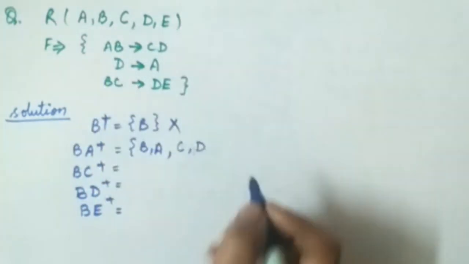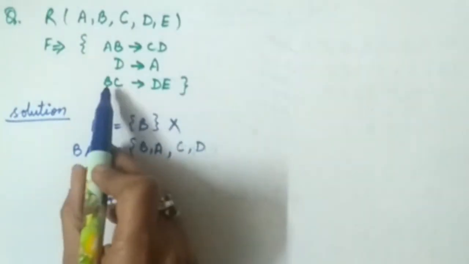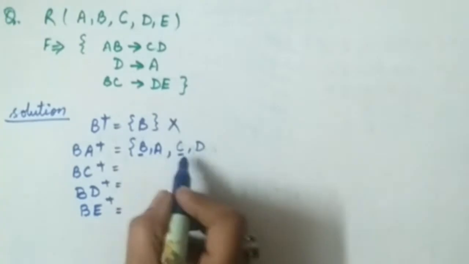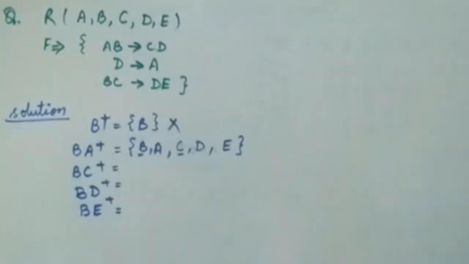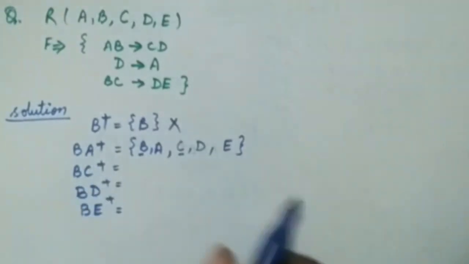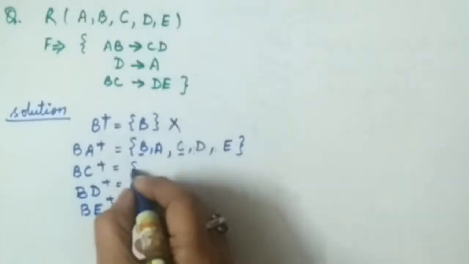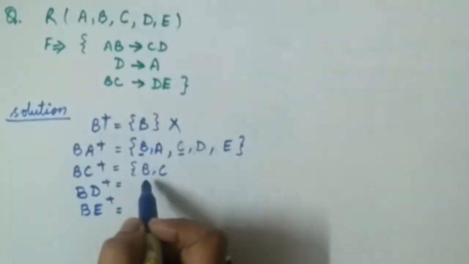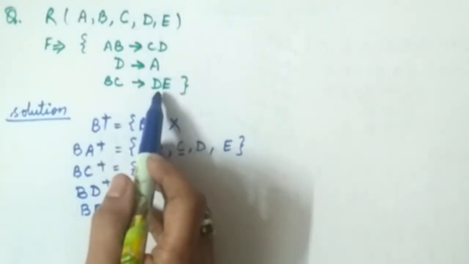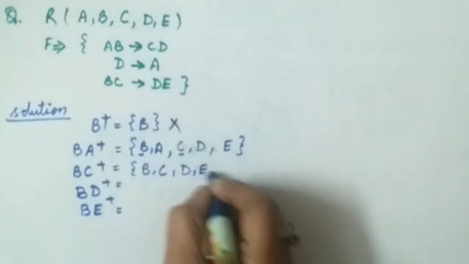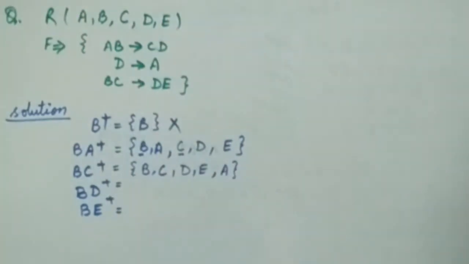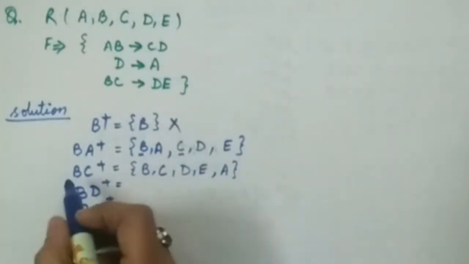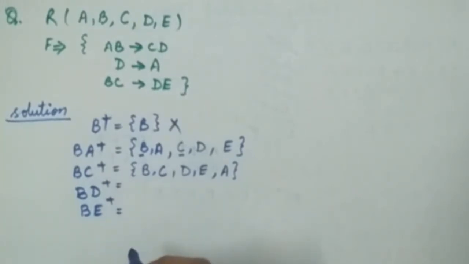Then with AB, I have both the attributes AB, and through AB I can reach CD. So I will write C comma D. Then with D I can reach A, already written. Then with BC, B and C, I can reach DE, D already written. So this closure contains all the attributes. Next, BC, B comma C. With BC I can determine DE. Then with D I can reach A. So this closure also contains all the attributes.